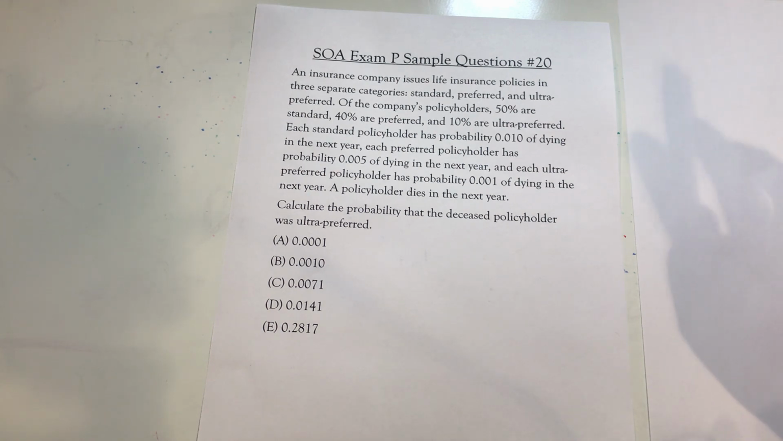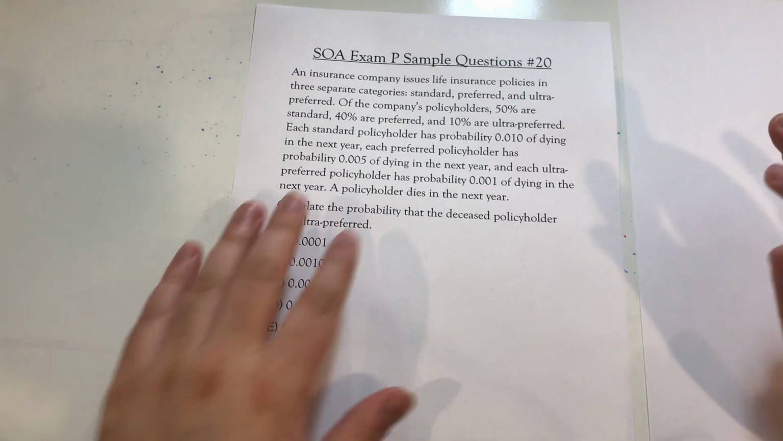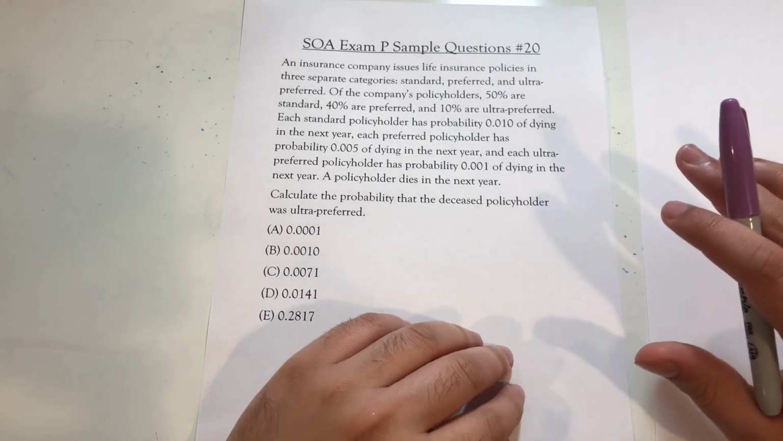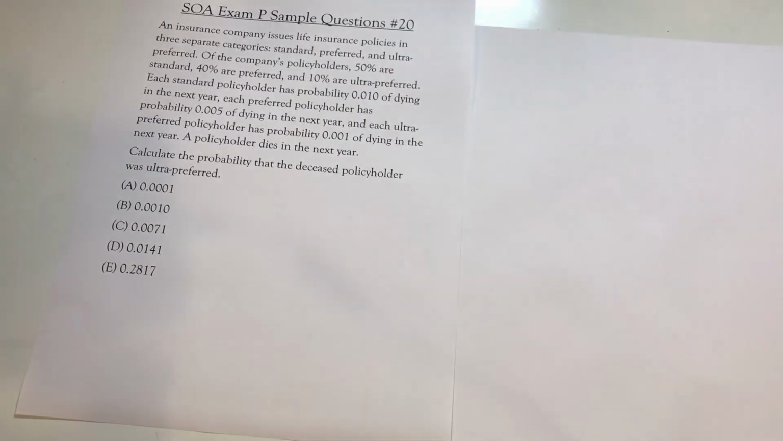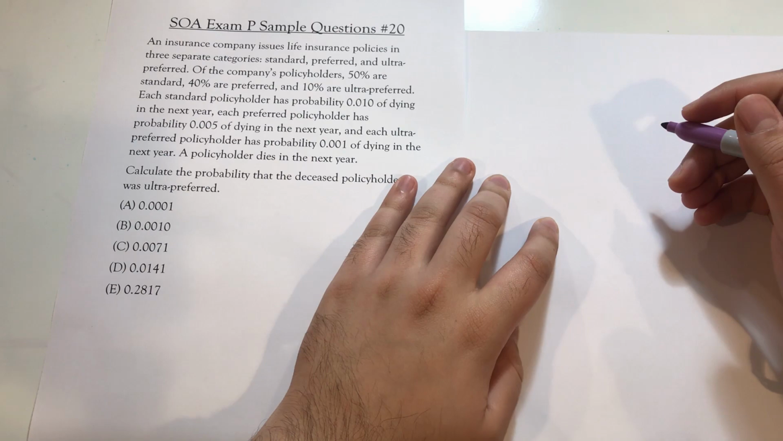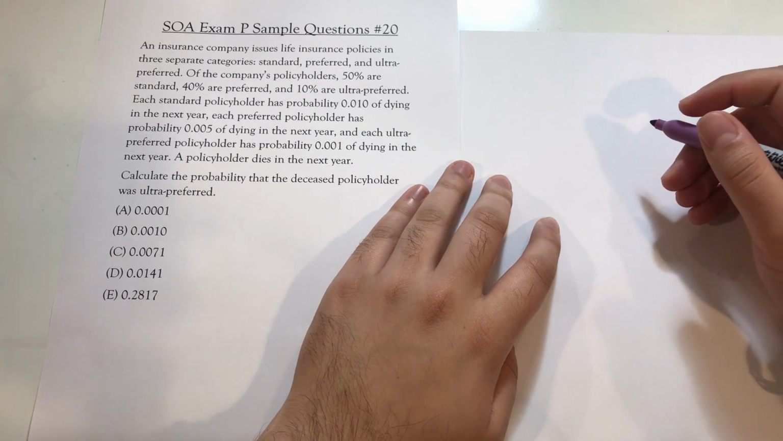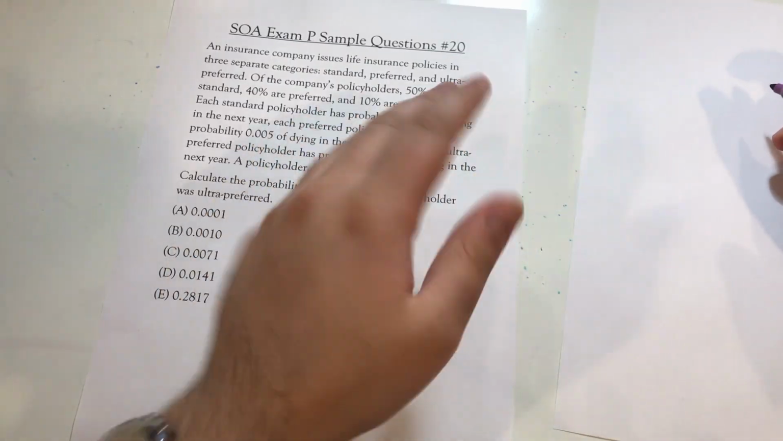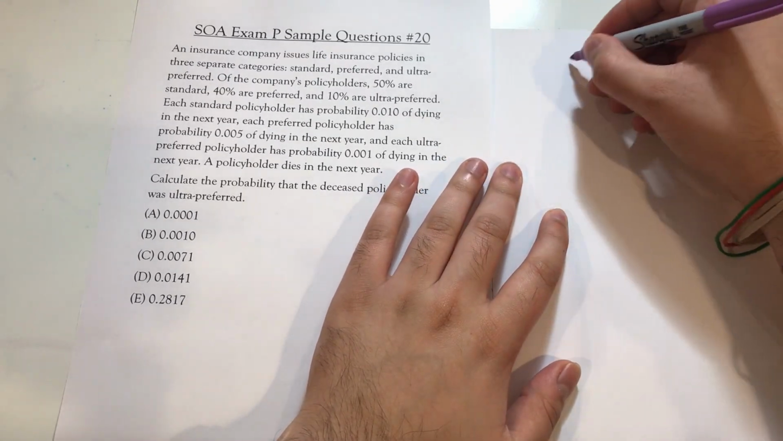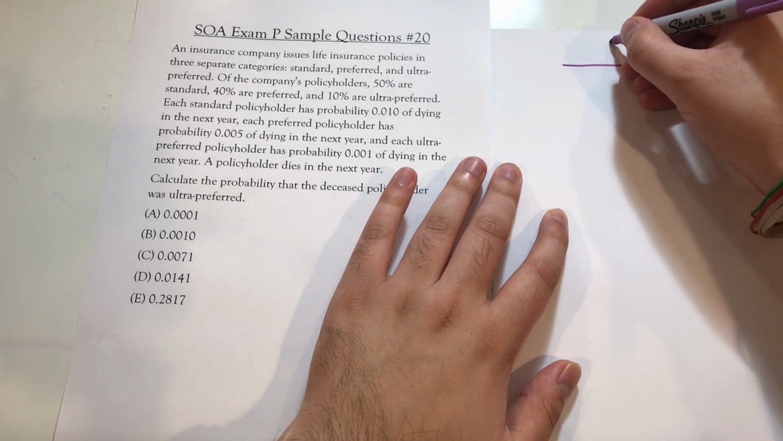All right. Now, this is clearly to me a Bayes theorem problem, right? I'm going to make a chart for this just to make managing the formula a bit easier to work with. So I'm going to denote the following: the probability of being standard is S, preferred is P, ultra preferred is U, right? So I'll make a chart like this, and it's important.